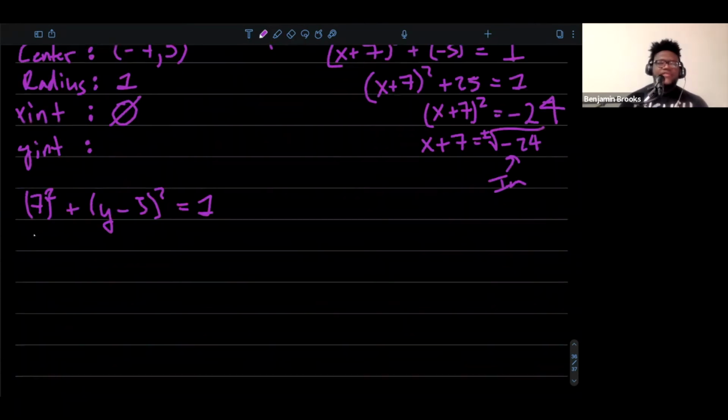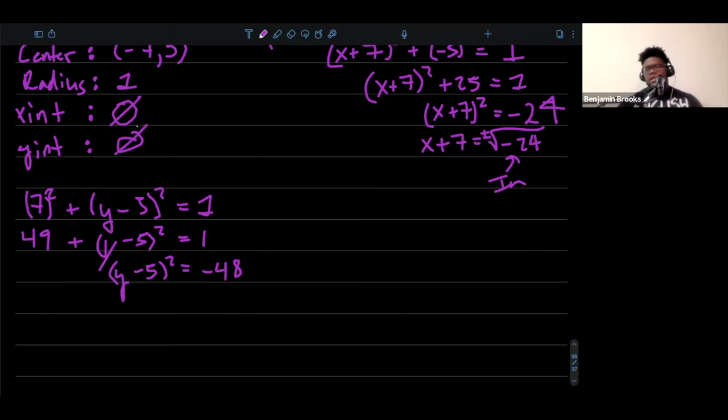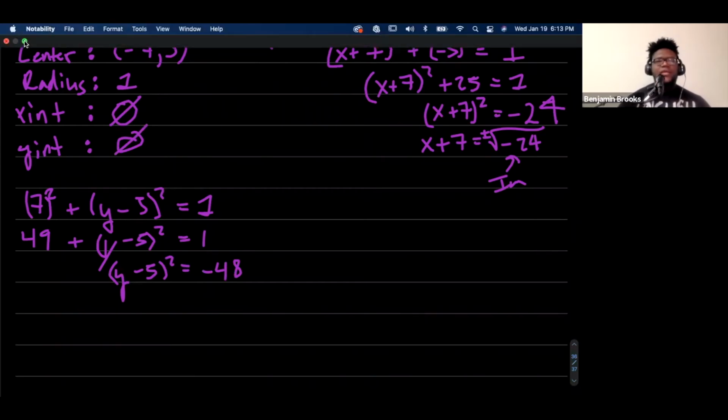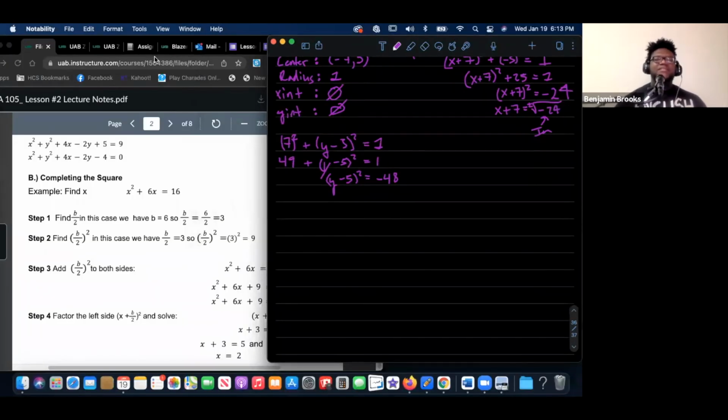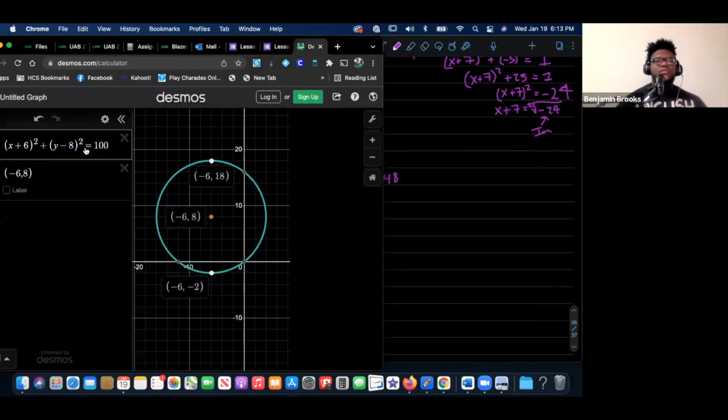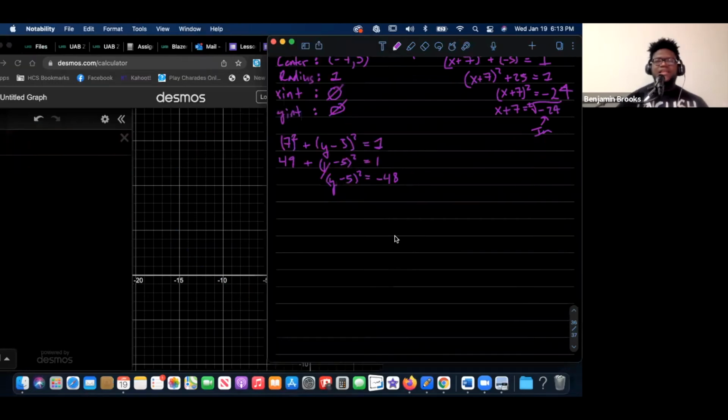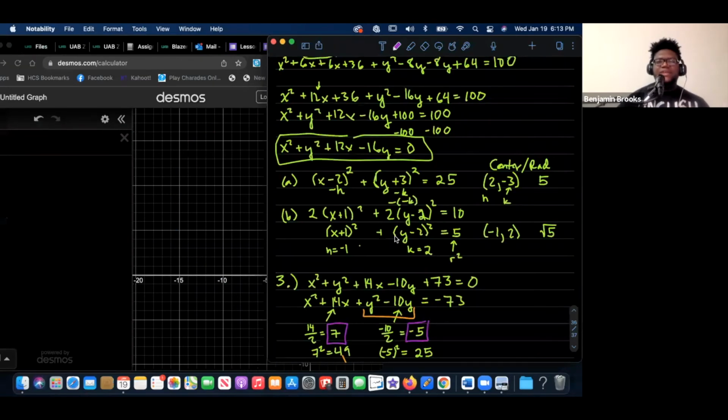Let's see, 7 squared is 49 plus (y minus 5) squared equals 1. If you subtract on both sides, you'll get, once again, a negative number, 48. So you'll see there's no y-intercept either. So let's check. The way I'm going to check that is I'm going to go back to the very original problem and see if we can get everything that we expected.